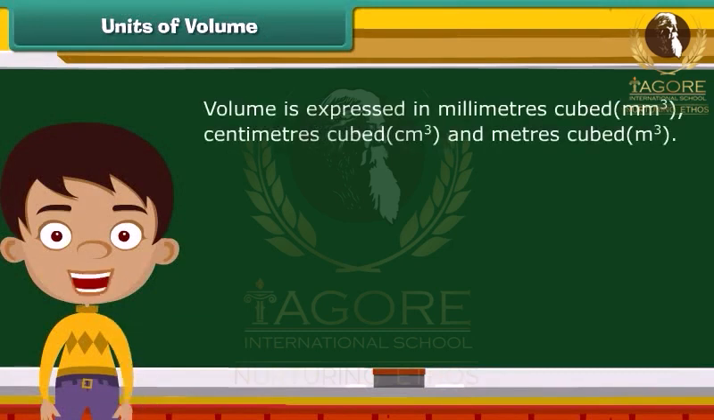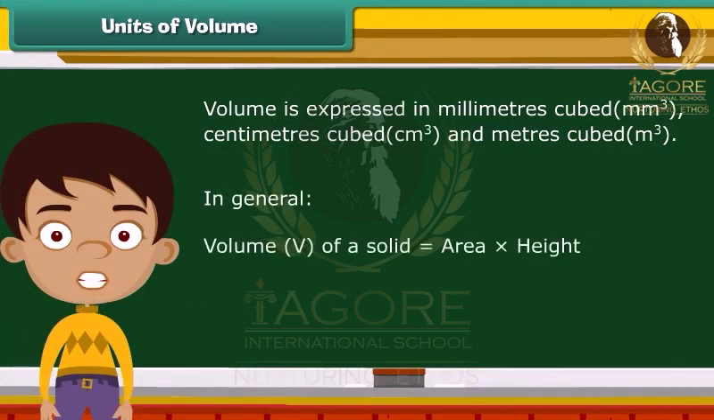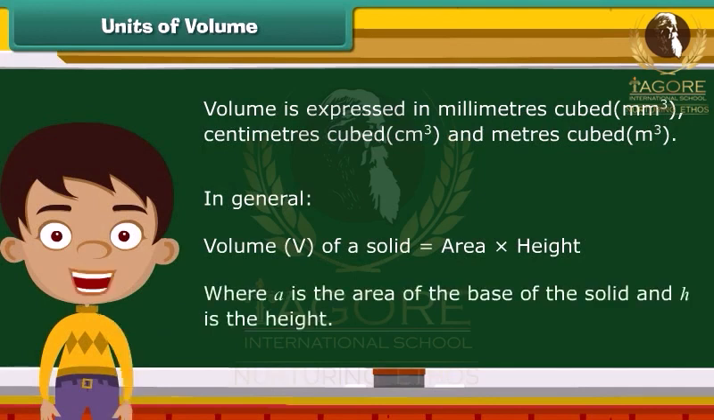Basically, volume is expressed in millimeters cubed, centimeters cubed, and meters cubed. In general, the volume V of a solid is given by the area of the base times height, V = A × H, where A is the area of the base of the solid and H is the height. Let's learn about the volumes of different objects.